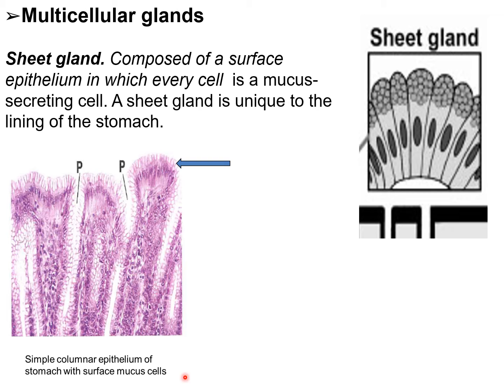Now, the simplest of the multicellular glands is the sheet gland. In contrast to the previous slide, where we saw the goblet cells, which were mucus secreting cells interspersed between columnar cells whose function was different from secretion, here, in sheet glands, each and every cell is capable of secreting mucus. So, if you look at this, the lining of the stomach, each and every cell out here has the capability of secreting mucus. And the sheet gland is unique to the lining of the stomach. It is composed of surface epithelium in which every cell is a mucus secreting cell.